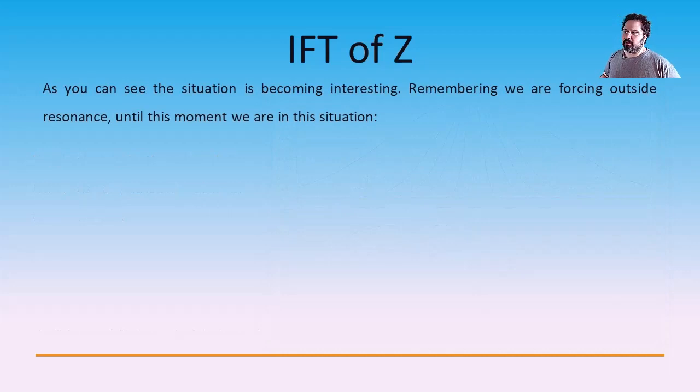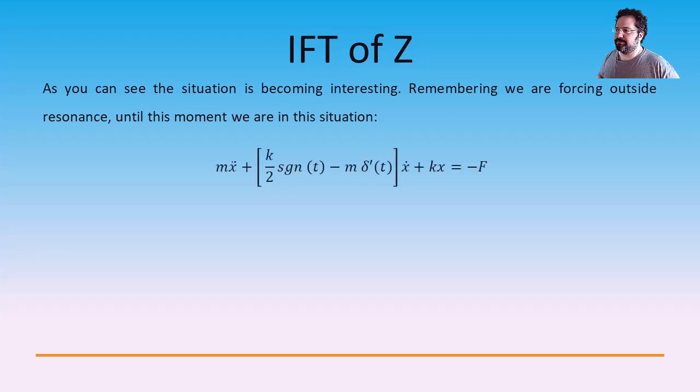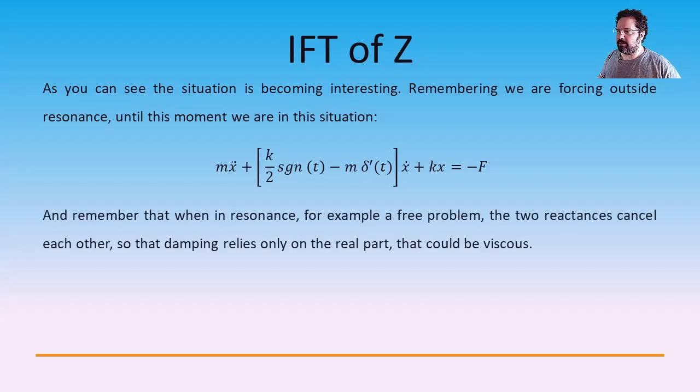As you can see, the situation is becoming interesting. Remember we are forcing outside the resonance, because in resonance the two reactances cancel each other. Until this moment we are in this situation. This is the equation of motion in which, in the square brackets, there is the time domain Fourier transform of impedance, the two reactances. And remember that when in resonance, for example in a free problem, the two reactances cancel each other, so that the damping relies only on the real part, which could be viscous or some other model.